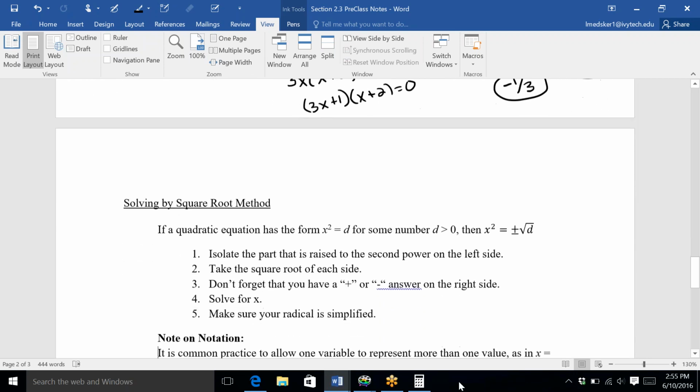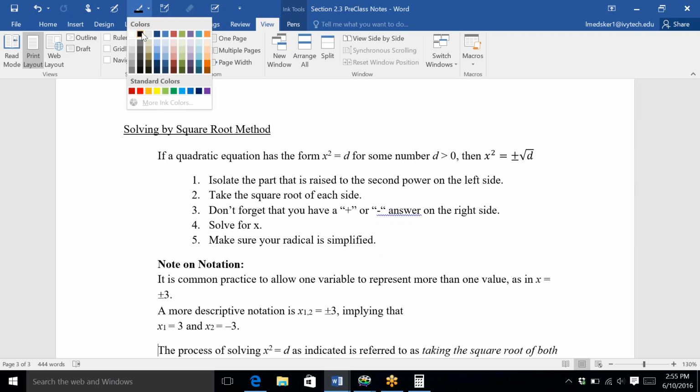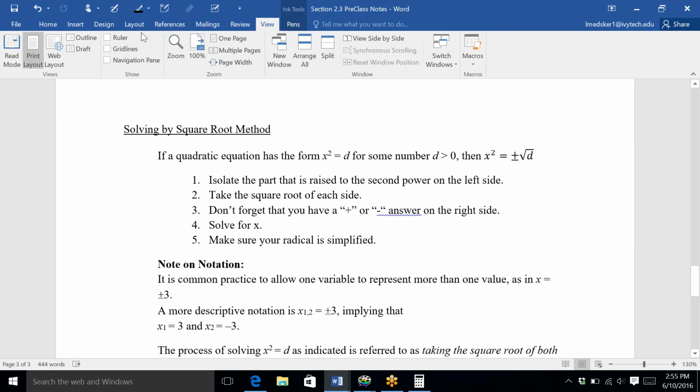Okay, solving by the square root method. This is a special case. Here's what we're really looking at for these. If you see something squared on the left side and isolated, so something squared equals a number. Now for us, because we don't know about imaginary numbers right now, we want this number to be positive.